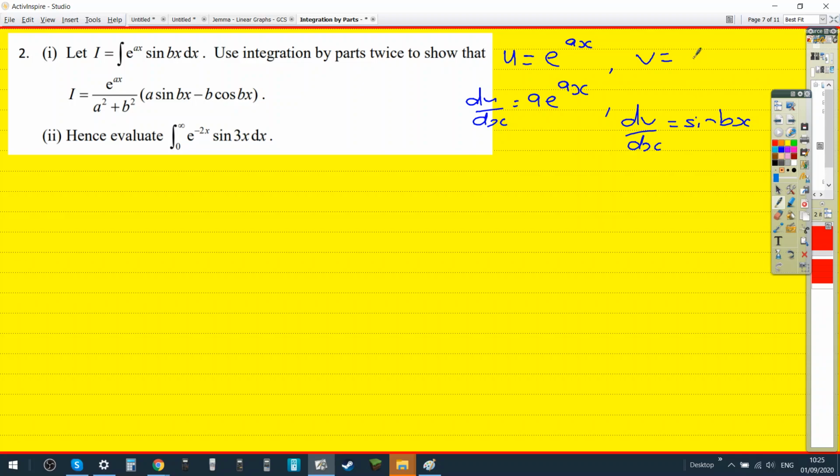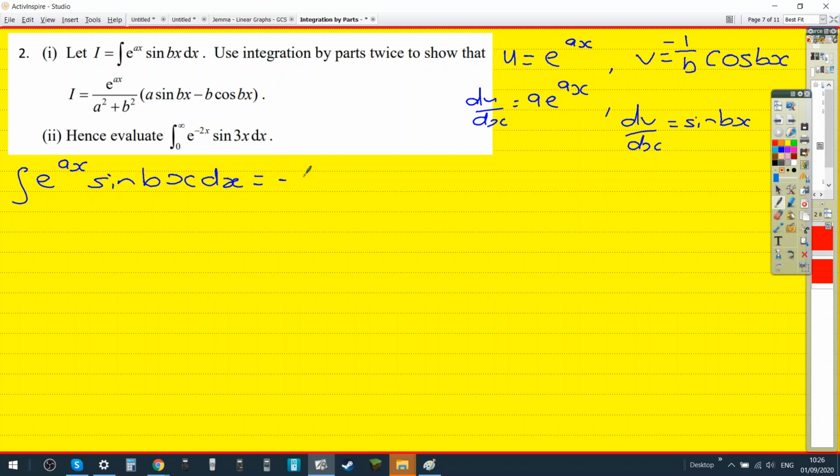And then the integral of that would be 1 over b minus cos bx? I think so. That'll be cos bx. I think that's right, but I'm not sure. So then the integral of e to the ax sine bx is equal to minus e to the ax over b cos bx. But it says you have to use it twice.